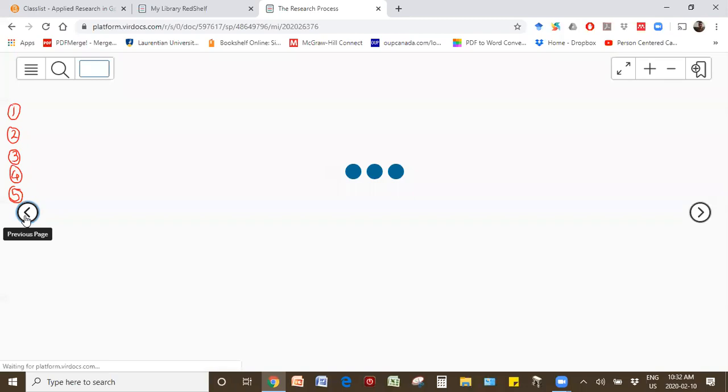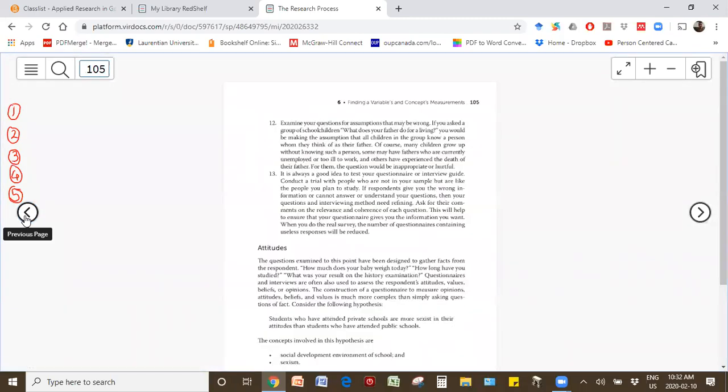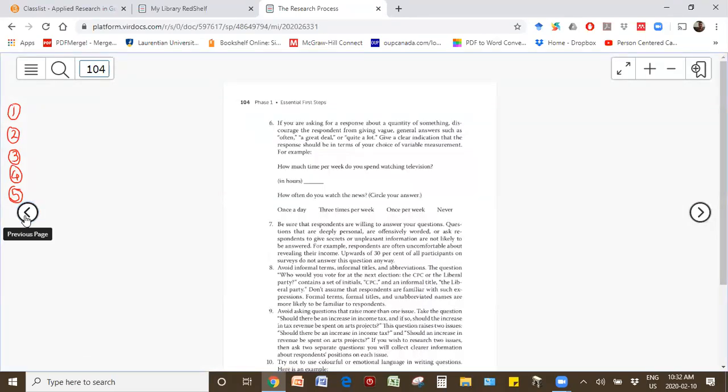Bear with me, it's moving as fast as it possibly can. I wish I remembered all the page numbers by heart. Or okay, there we go.